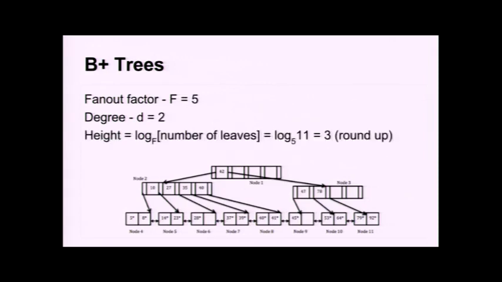So for this tree, our fan-out factor is 5, our degree is 2, and the height of our B plus tree is log base f of the number of leaves in our tree. So if we have 11 leaves in our tree, and our fan-out factor is 5, then the height of our tree is log base 5 of 11. If the degree is 2, every node except for the root has to have between 2 and 4 entries. Well, there's a leaf node that only has 1.